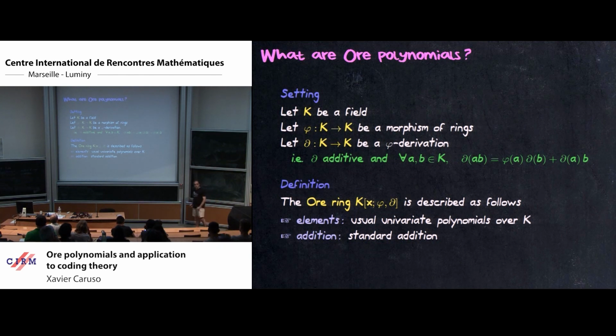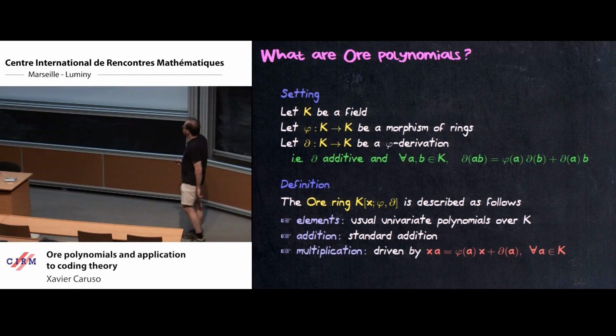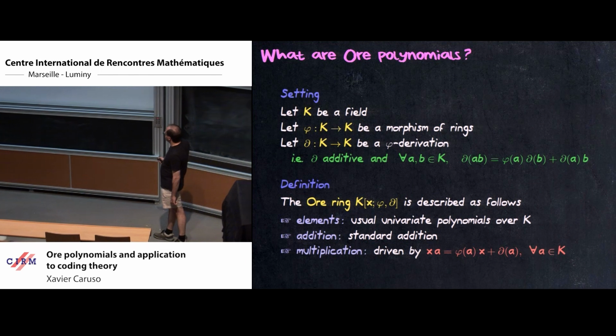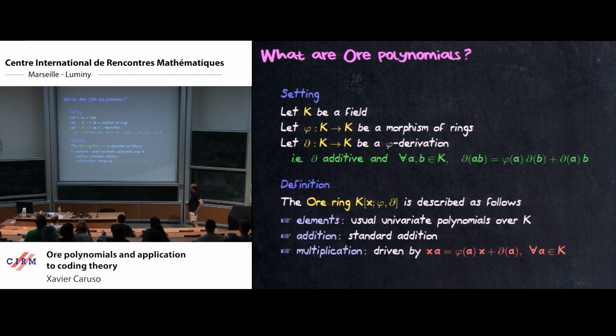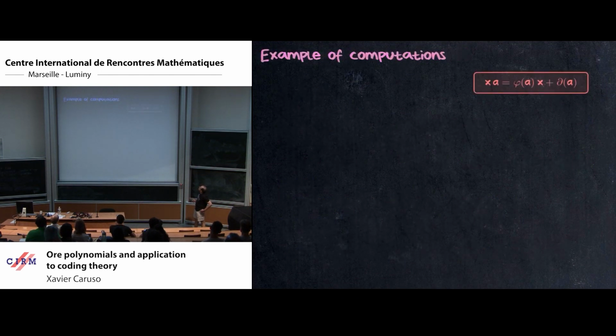Then the addition is also very natural. It's a standard addition, but the multiplication is a bit different from the usual multiplication. It is twisted by this rule. If you have the variable x multiplied by a scalar a on the right, then it's given by this expression, which is phi of a times x plus d of a. So we have something which is twisted. Okay, so this is the definition of Ore polynomials, and let me show you some examples of computation.